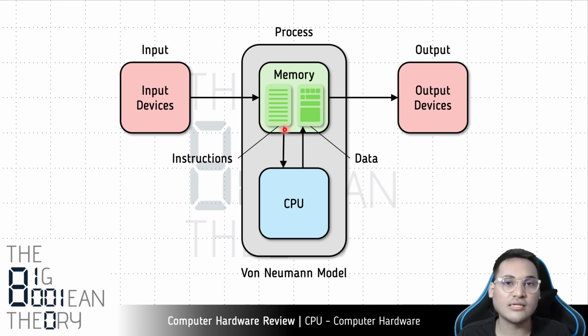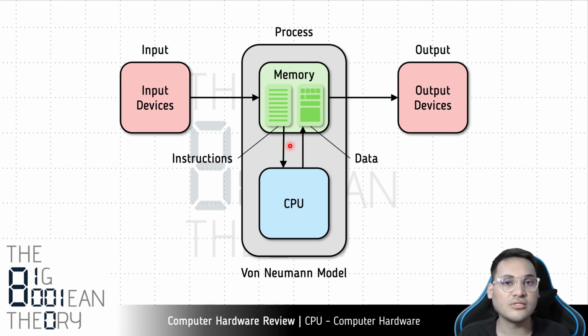Now we have the instructions and the data, and they are present in the memory. All of this comes as input from the user. Then what the CPU does is it fetches both the data that has to be processed and the instructions, and these instructions tell how the data has to be processed.